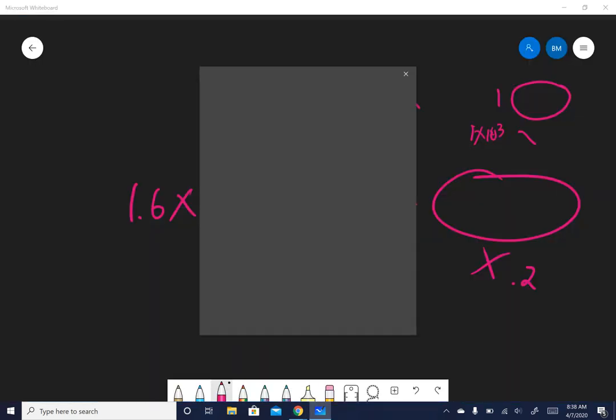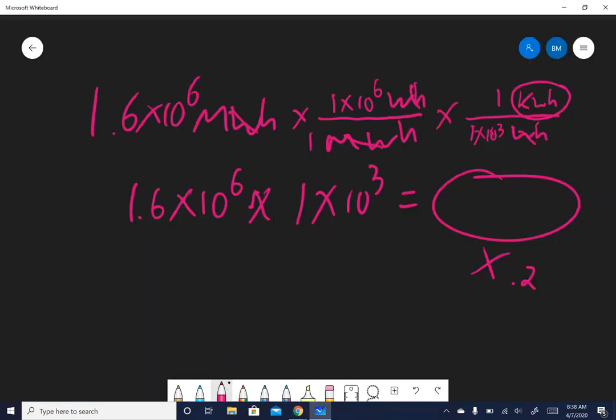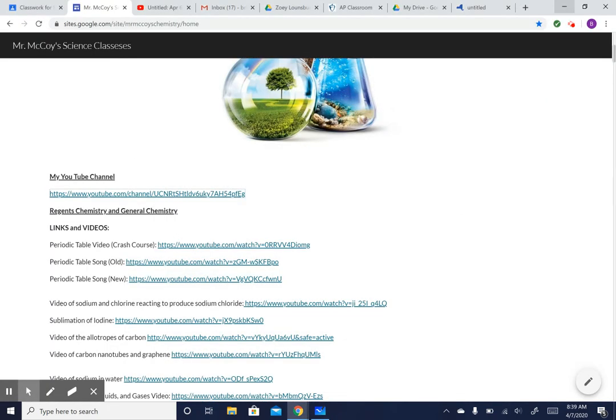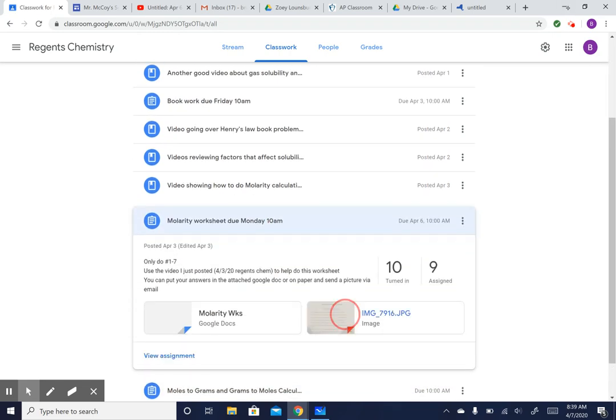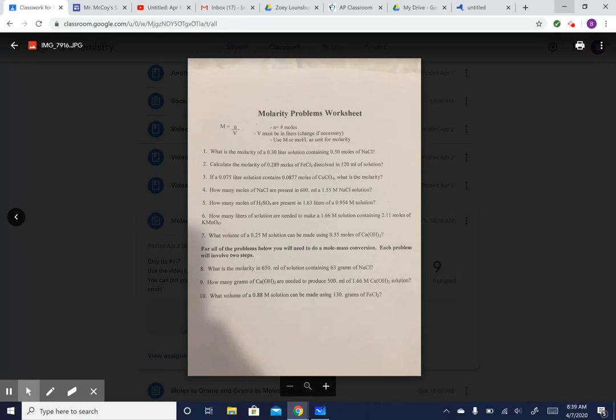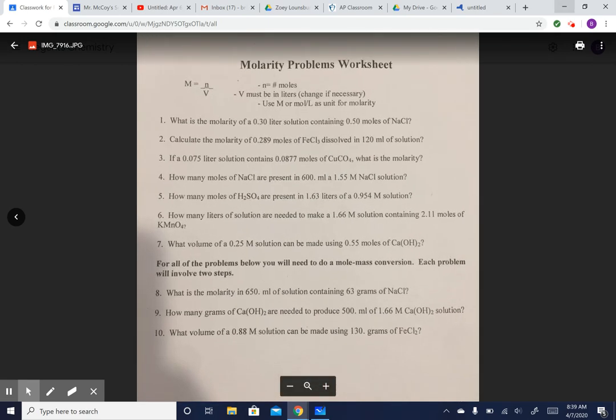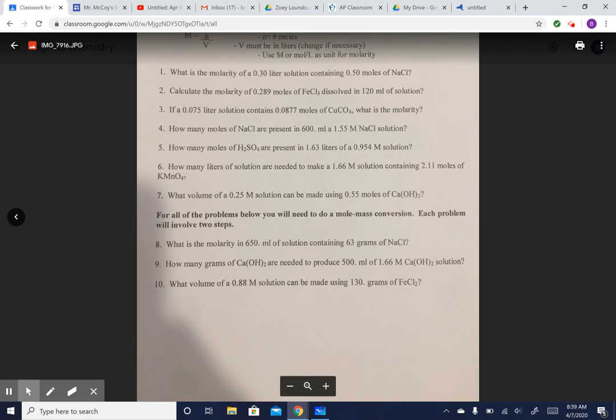All right, guys, I'm going to give you, let's see, a couple molarity problems very similar to that worksheet the other day. So this is going to be due tomorrow. Not this one, this one. Okay, so 8, 9, and 10 are going to be due, and I'm going to give you probably 2 more. So I'll give you 5 more.